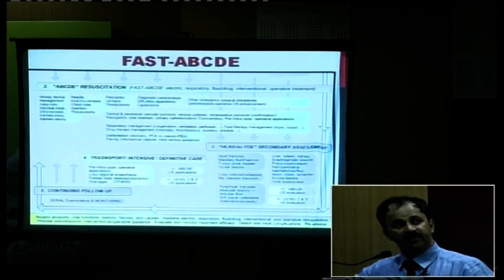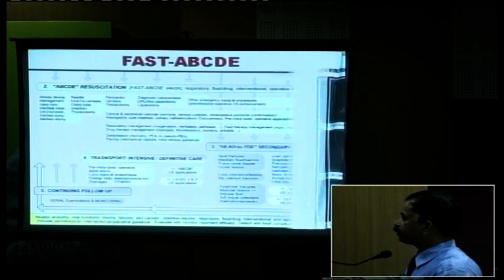Assessment: A, B, C, D, E. Fourth step is transport, intensive and definitive care. And fifth step is continuing follow-up.